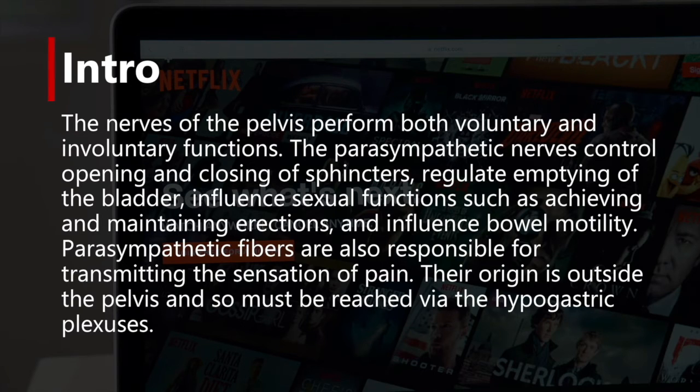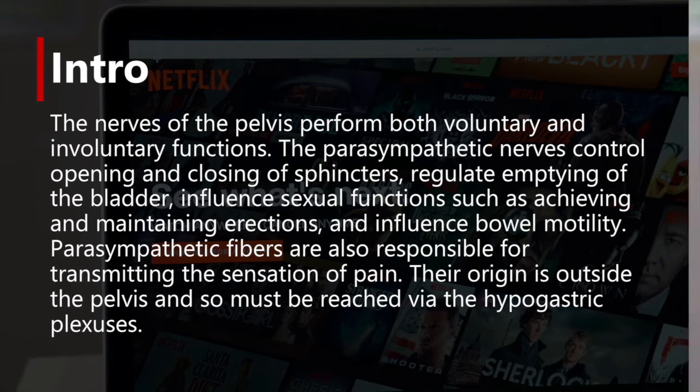The parasympathetic nerves control the opening and closing of sphincters, which regulate emptying of the bladder, and they also influence sexual functions such as achieving and maintaining erections, and they also influence bowel motility. Parasympathetic fibers are also responsible for transmitting the sensation of pain. Their origin is outside the pelvis and so must be reached via the hypogastric plexuses.